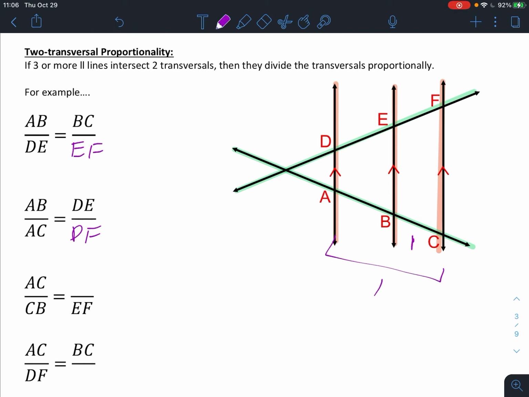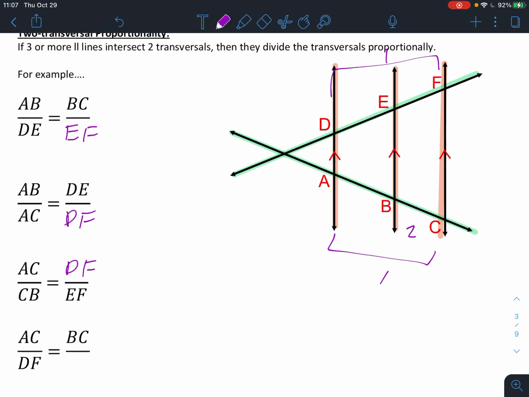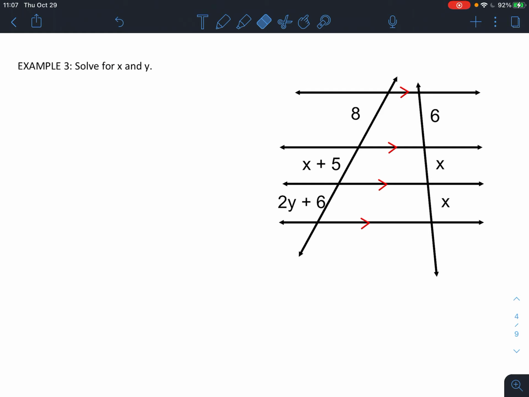AC is to CB as what is to EF. That would be this big side here, DF or FD. And finally, AC is to DF as BC is to what? That would be this one over here, EF. Okay, so that's just how we would write some proportions using the two transversal proportionality theorem. So let's take a look at one of those.